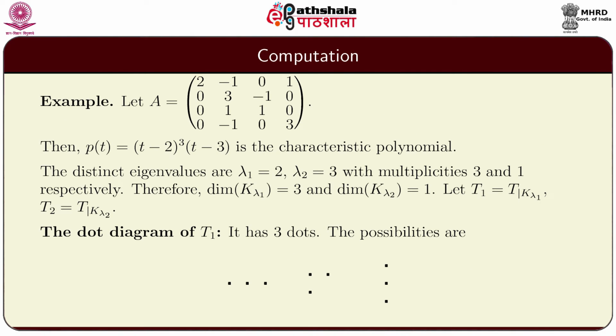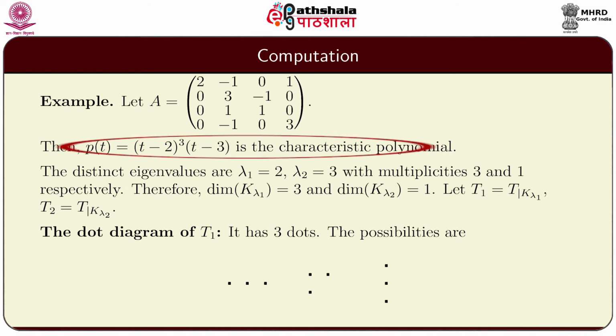Now, let us understand this method with the help of some concrete examples. To begin with, take A to be this 4 cross 4 matrix given by 2, minus 1, 0, 1 in the first row, 0, 3, minus 1, 0 in the second row, 0, 1, 1, 0 in the third row and 0, minus 1, 0, 3 in the fourth row.